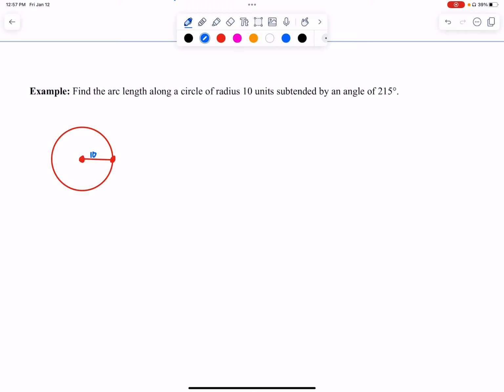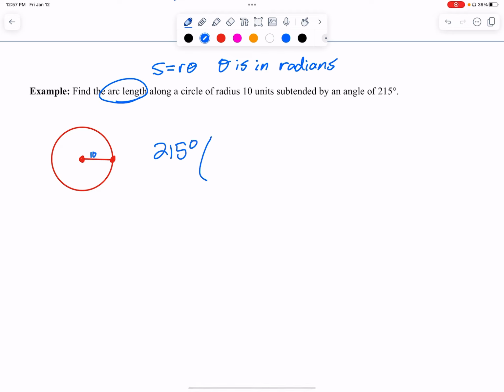Okay, the first thing I know is that if I'm going to find arc length, arc length is S equals R theta, but theta is in radians. Well, the theta they gave us here is 215 degrees. I need to multiply that by pi over 180 to get its radians. And I did that multiplier there because I know the degrees are going to cancel. So 215 over 180, using my calculator, it becomes 43 over 16 pi.